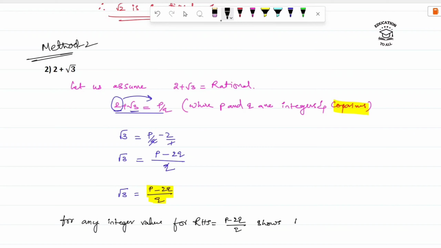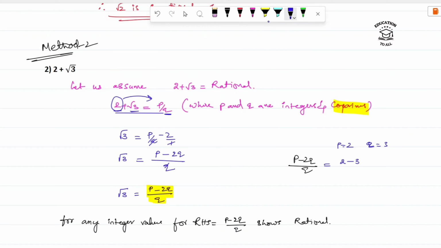It shows rational. How can I say that it's rational? You can assume p minus 2q by q, you replace any values of p and q where q is not equal to 0. Here also q is not equal to 0. It is called rational. So I'll replace p equal to 2 and q equal to 3, and replace in this given data RHS.